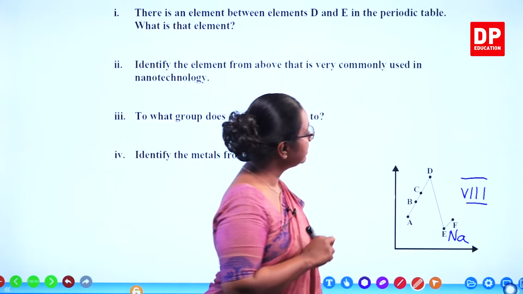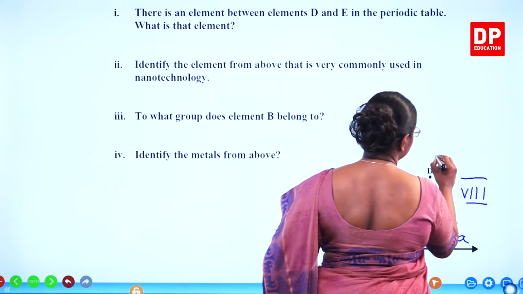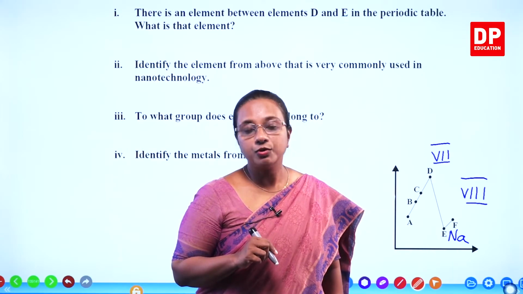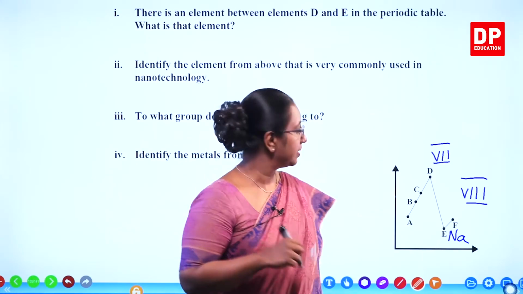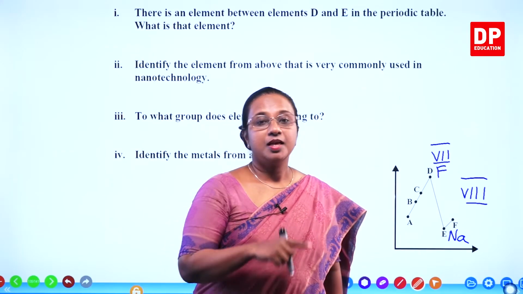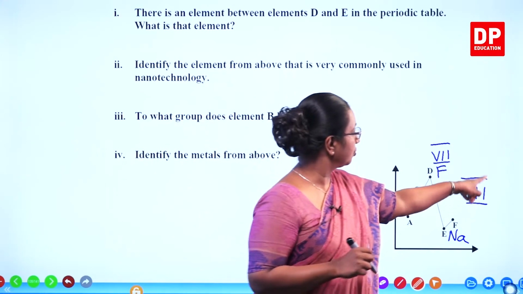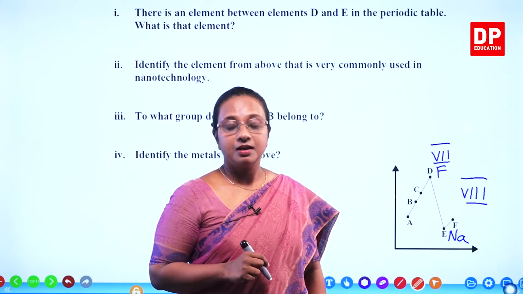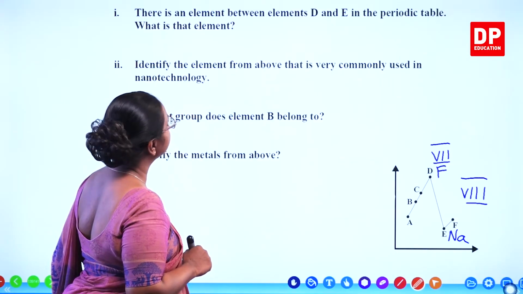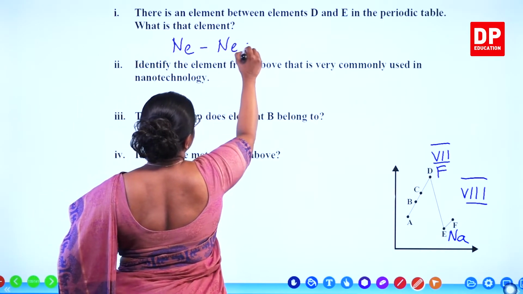And so before that, it is element D. So that should be present in group 7. So here D has to be in group 7. And what is that element? It is fluorine because it is the second period, group 7. So here we have fluorine, then we have sodium there. And I am sure you know the elements in order from 1 to 20, and the element that belongs to group 8 and that is missing in this graph is neon. So here there is an element between elements D and E in the periodic table. What is that element? It is neon. I'll write the name as well. It's neon.